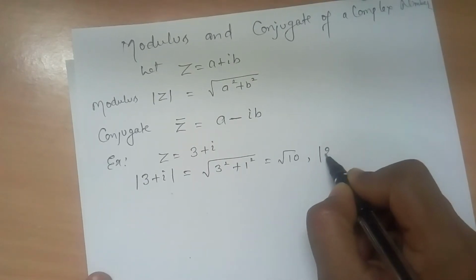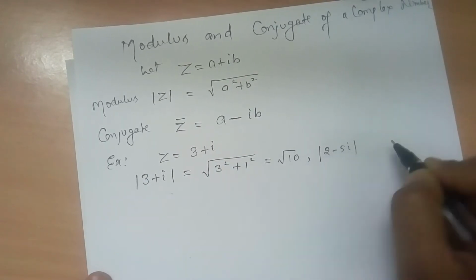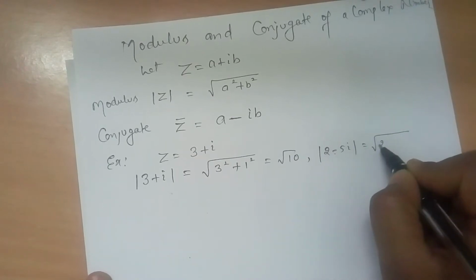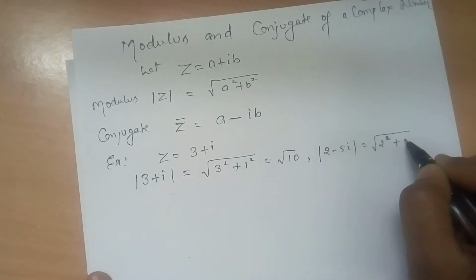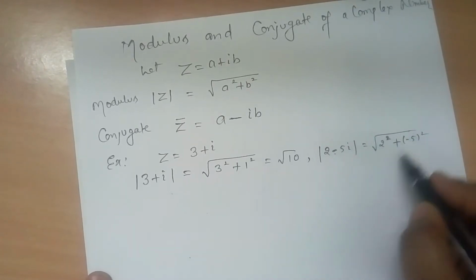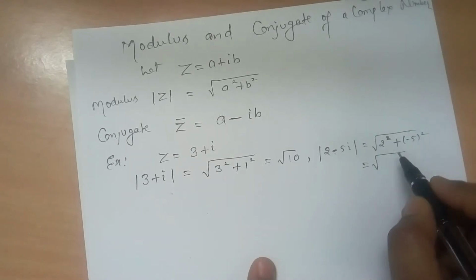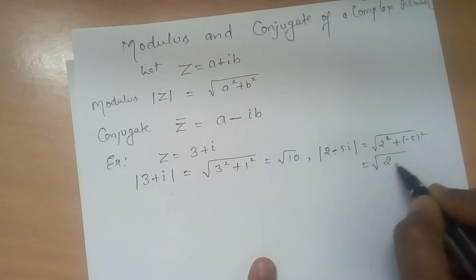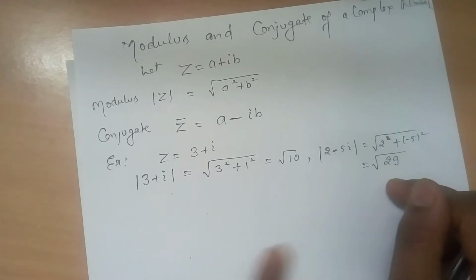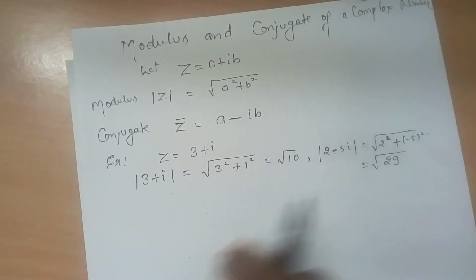And the modulus of 2 minus 5i is root of 2 square plus minus 5 square, because here it is minus. So 2 square is 4, minus 5 square is 25. So 4 plus 25 is 29. So root 29 is the modulus of this number.